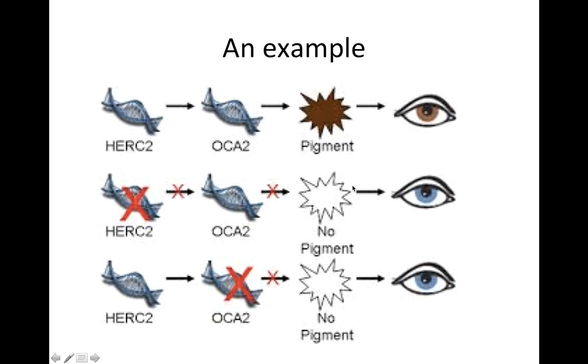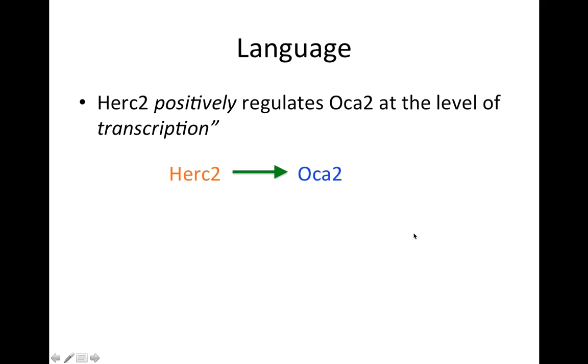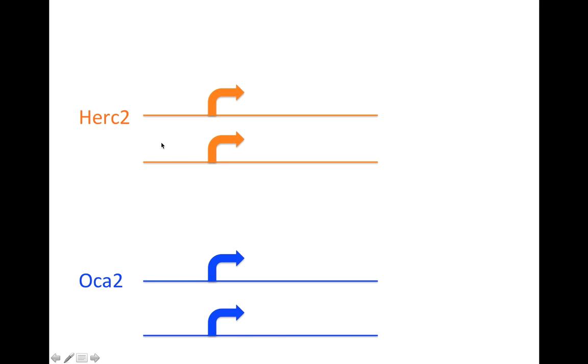Blue eyes in humans can actually be due to two different kinds of mutations, either mutations in HERC2 or mutations in ACA2. The reason is that ACA2 is responsible for producing pigment. It plays an important role in pigment production in the eye. And HERC2 positively regulates ACA2. So we need both genes in order to produce brown pigment, and if either one of them is broken, then we end up with blue eyes. In language, we're going to say HERC2 positively regulates ACA2, and it happens to be at the level of transcription. So let's see what that looks like.